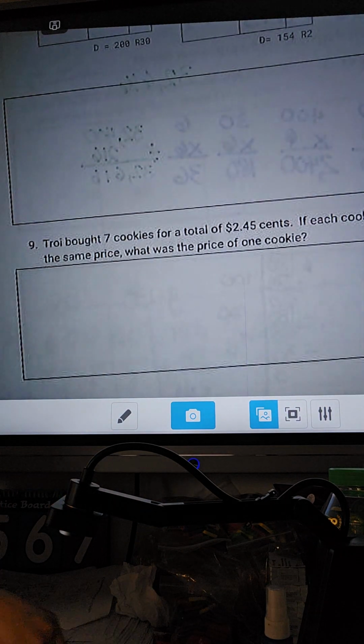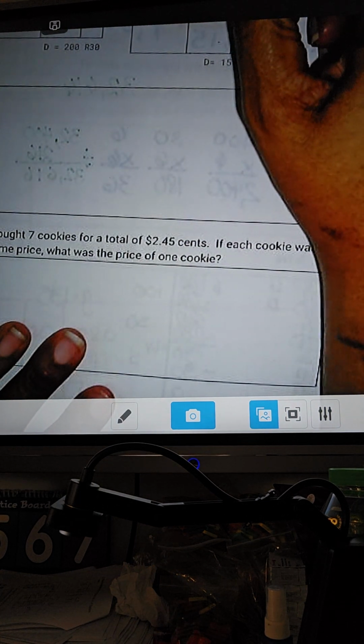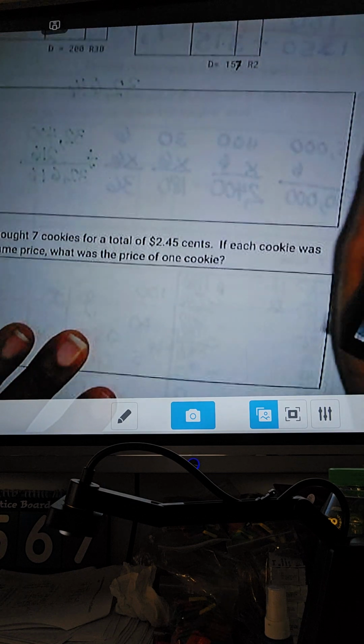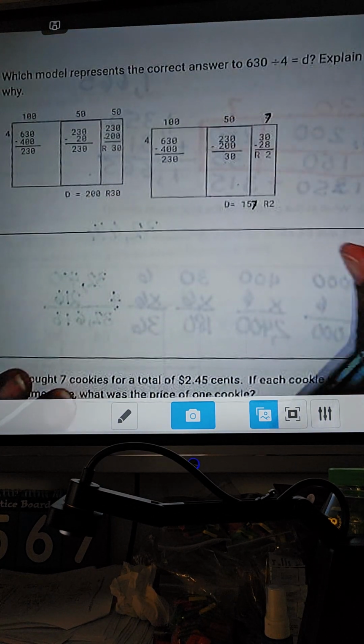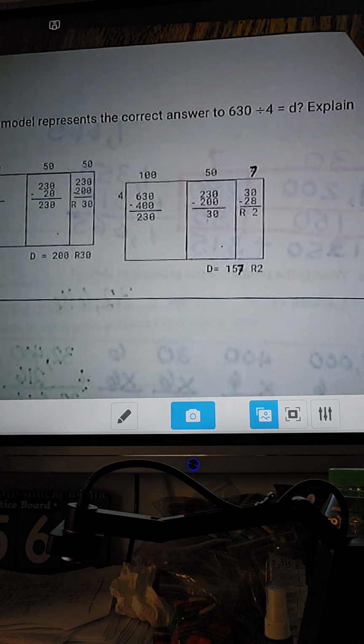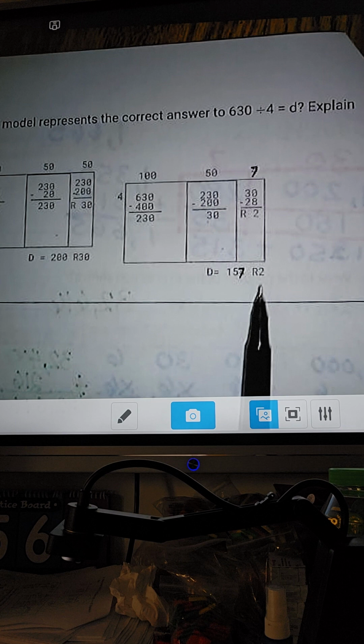All right, so on this problem, I messed up. Need to make a correction on what I messed up on. This should be a 7, and this should be a 7. Oh, sorry. This should be a 7, and this should be a 7. All right, so this should have an answer 157, remainder 2.